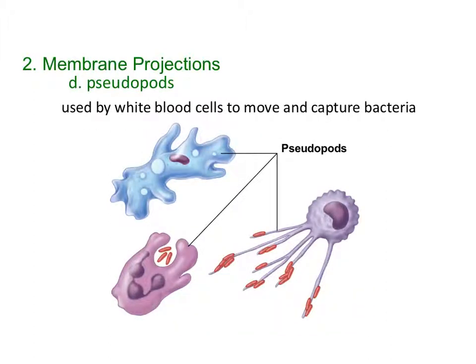The last of the membrane projections are the pseudopods, and they are basically pseudo for fake pods or feet, so these are fake feet. A cell will reach out with these pseudopods, grab onto some extracellular matrix and pull itself along, and it's also used to engulf bacteria, which is what this purple cell is doing, or whatever color that is.